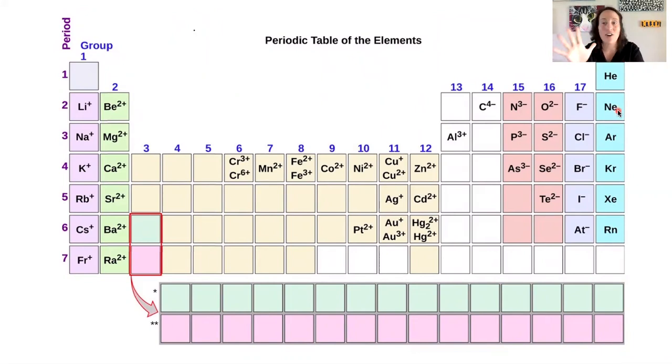Remember, noble gases are super duper stable. They don't react with anything. If you tell a noble gas a joke, it's not going to react.